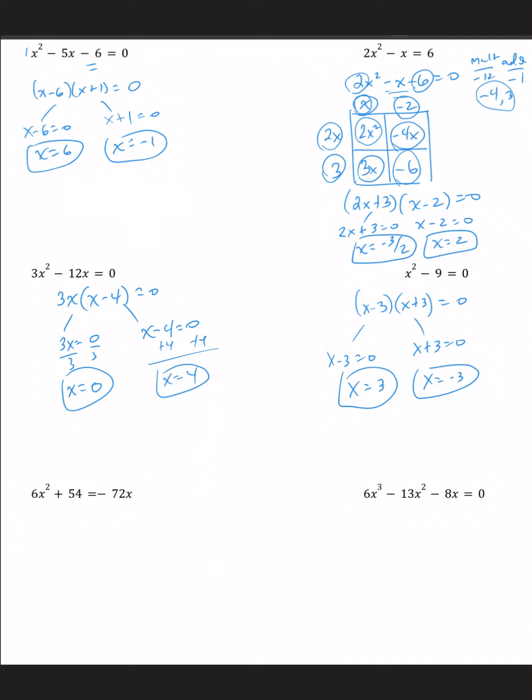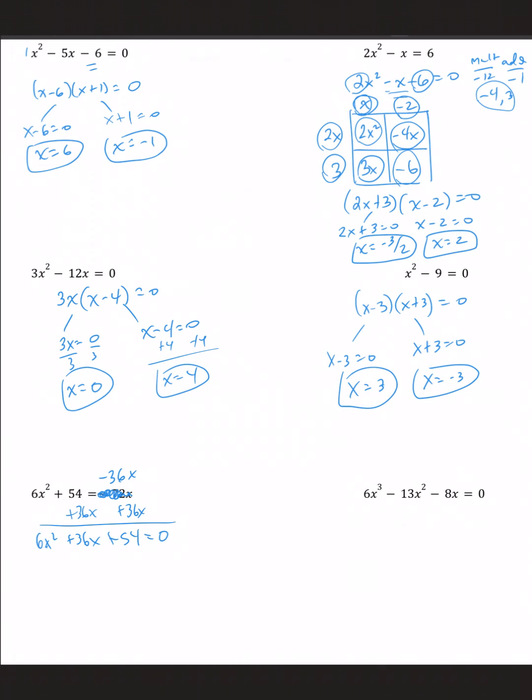Now, the problem at the bottom left has a typo in it, so I'm going to fix that. Instead of -72x, that should be -36x. So notice it doesn't equal 0, so I'm going to add 36x to both sides. Now when I do that, I want to write this in the right order, where the squared term is first, and then the x term is next, and then the constant term is last.